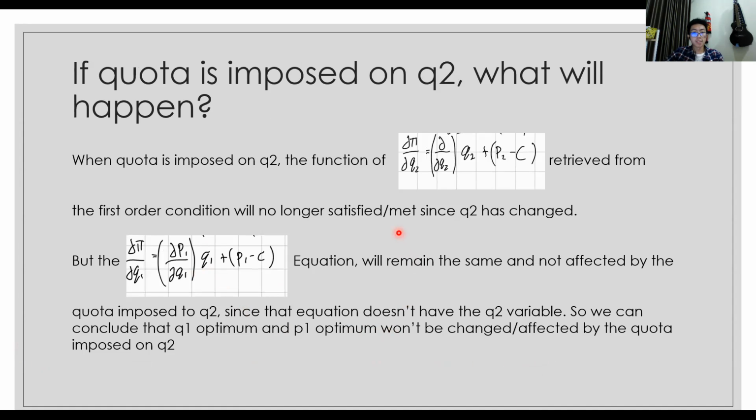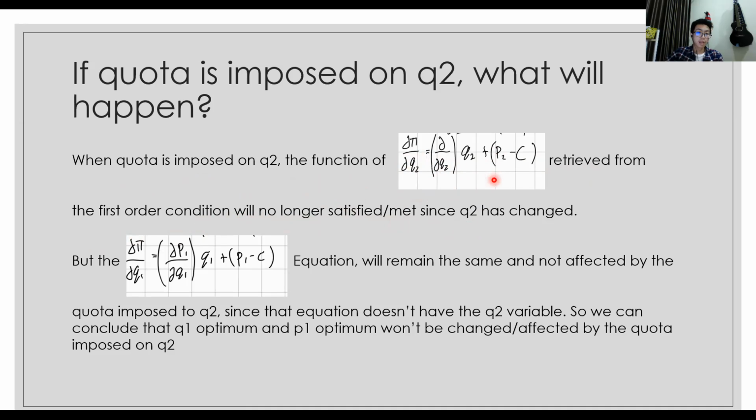Now, what will happen if quota is imposed on Q2? When quota is imposed on Q2, remember that the optimization for dou Q2 is this. The function of dou profit over dou Q2, written from the first order condition, will no longer be satisfied. Why is that? It is because Q2 has changed, so it's not equal to this anymore.